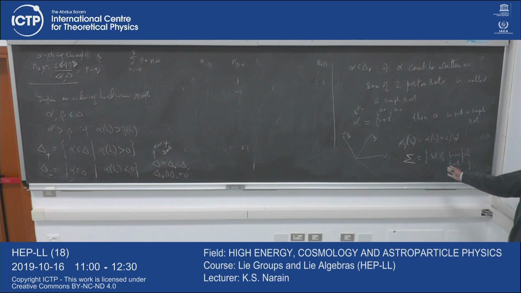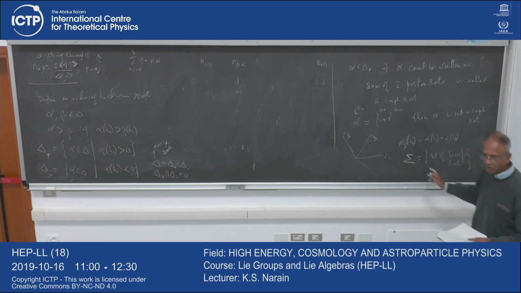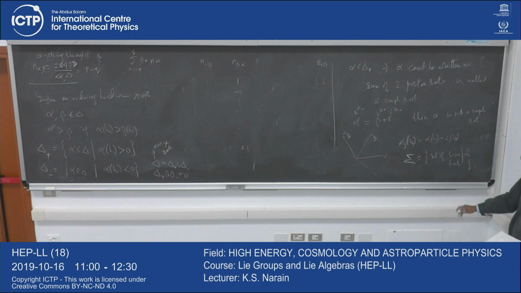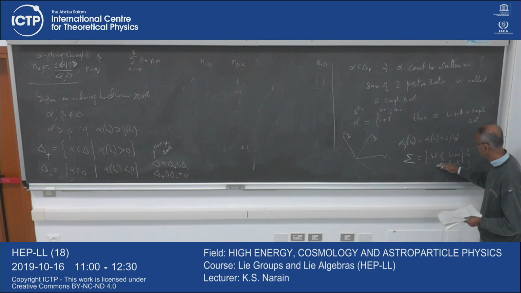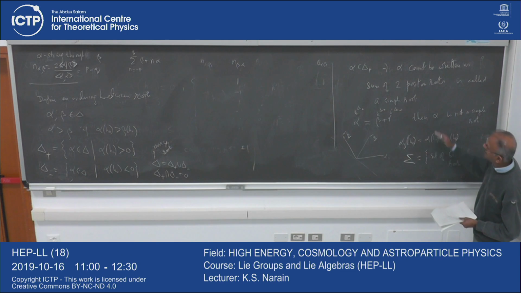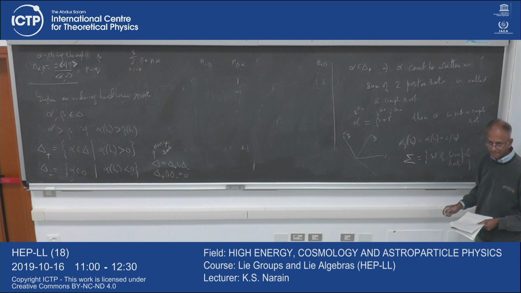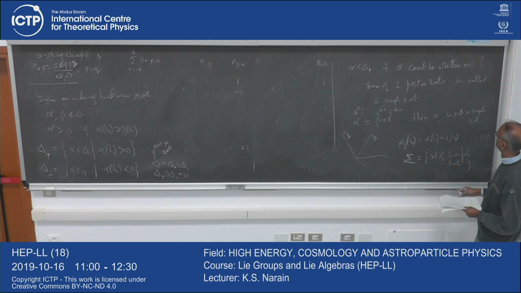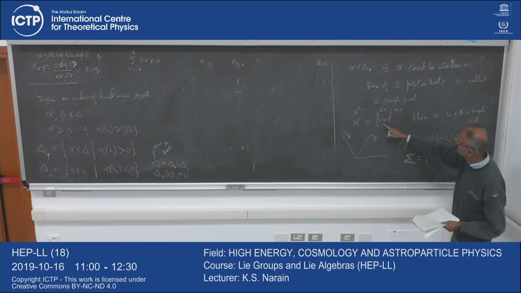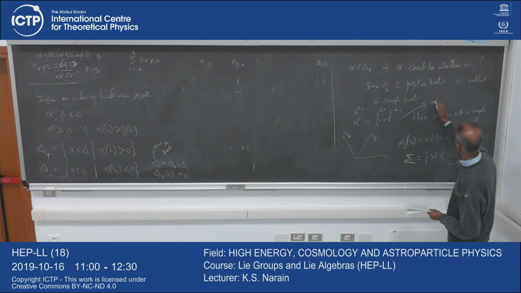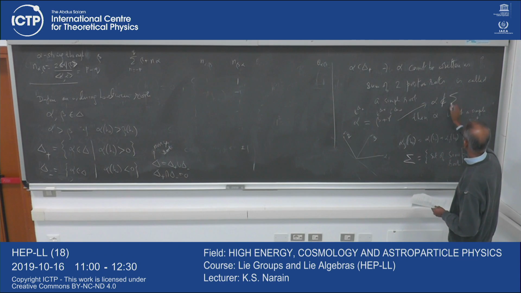I mean, there will be more than one. Like in the SU(2) case, we had two simple roots. But whatever the set of simple roots, the important point is that these are those positive roots which cannot be written as a sum of two positive roots. So if this is the case, then we are saying that alpha does not belong to sigma.